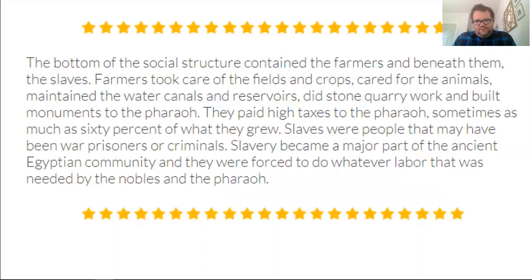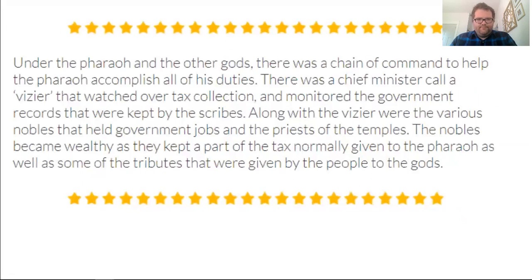Now, the bottom of the social structure contained the farmers, and beneath them, the slaves. Farmers took care of the fields and crops, cared for the animals, maintained the water canals and reservoirs. They did stone quarry work and built monuments to the pharaoh. They paid high taxes to the pharaoh, sometimes as much as 60% of what they grew. Slaves were people that may have been war prisoners or criminals. Slavery became a part of ancient Egyptian community, and they were forced to do whatever labor that was needed by the nobles and the pharaohs.